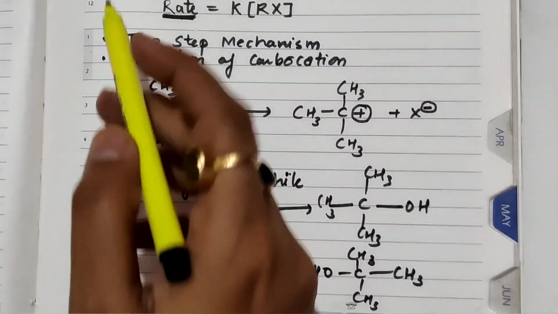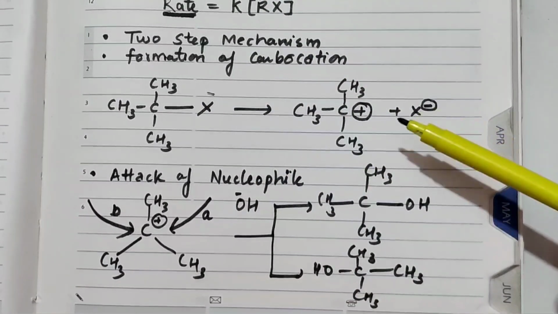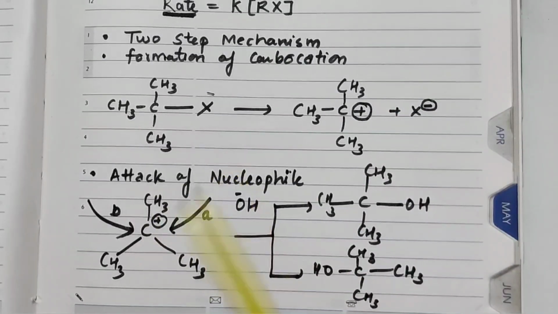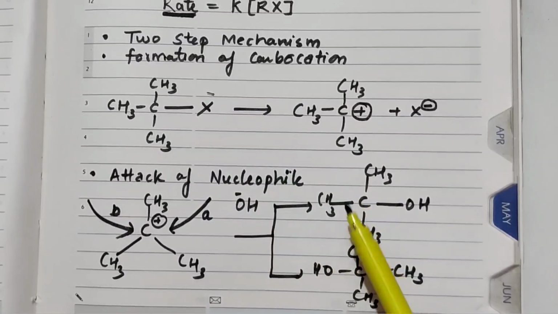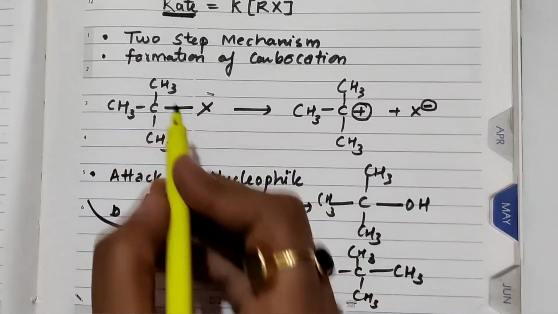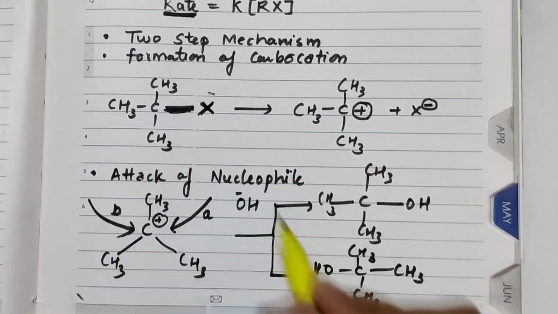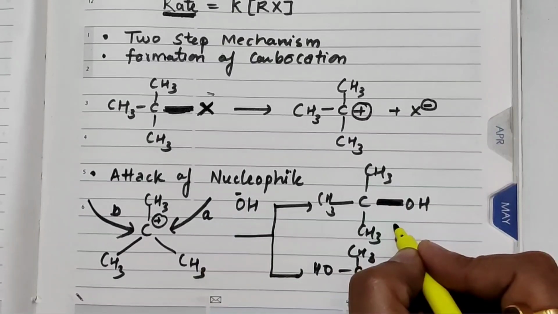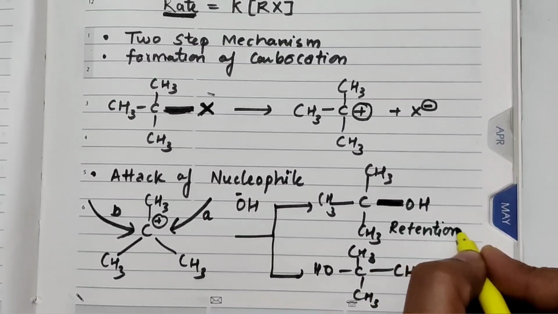So these are the two steps in the SN1 mechanism. The first step is the formation of carbocation and the second step is the attack of the nucleophile. Because of this attack, we get two kinds of product. One is similar to the reactant. The direction where this nucleophile is present is the same direction as before. So we can say retention of configuration takes place.